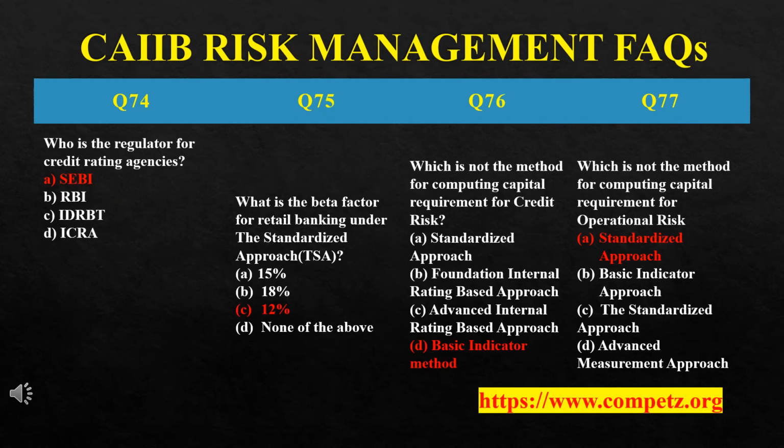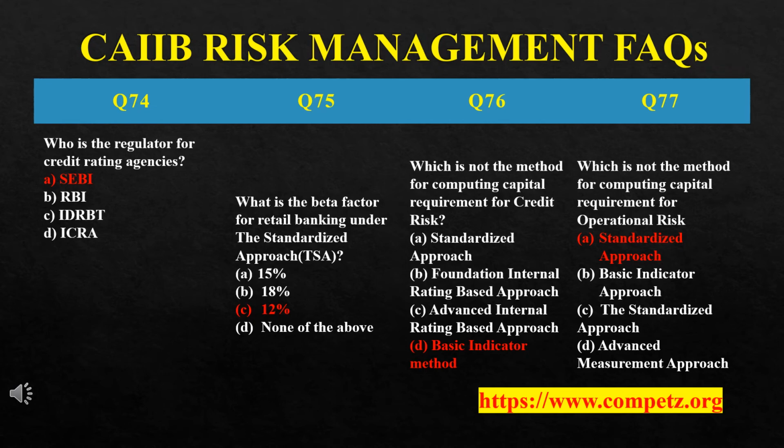Now in this slide, move back to the 70th question. This slide contains 4 questions. Just look at the screen and see the answers as well as the options. I will only tell you the answer and the reason behind it. Who is the regulator for credit rating agencies? Because the upcoming exam, the risk management paper, is very near, we have got 150 plus questions of risk management. It will be published on YouTube. This is our 5th part of CAIIB risk management frequently asked questions, which are very important for your upcoming exam.